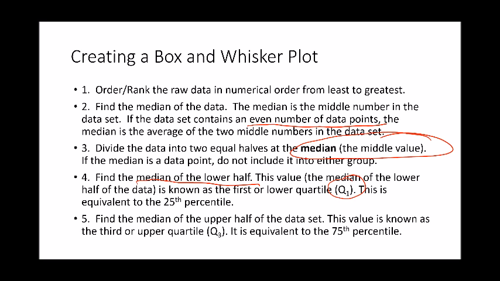Next, find the median of the upper half of the data set. This value is called the third or the upper quartile. We'll usually call it Q3. This is equivalent to the 75th percentile of the data.